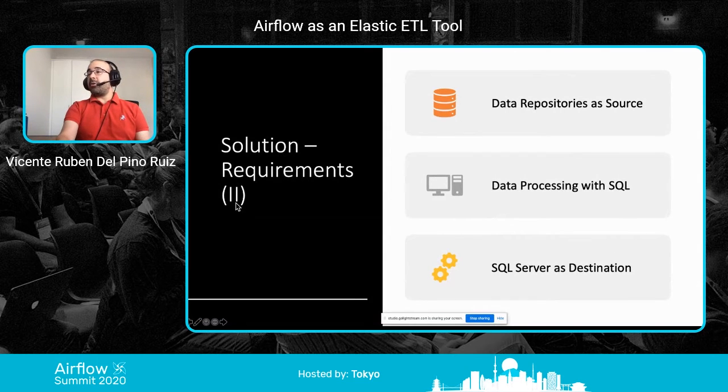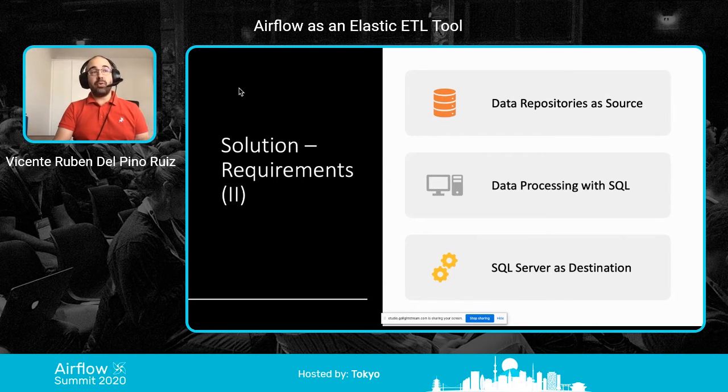So the main requirement for us was we want to integrate data from different sources. We want to be able to process data with SQL, and we want to be able to move that data to SQL Server. So for the first one, for the data repositories as source, what we did in our UI was to offer the possibility to the user to choose the type of the source, in this case, Oracle, SQL Server, and then specify different information, like could be the server where is the database to which we want to connect as a source, and the table.